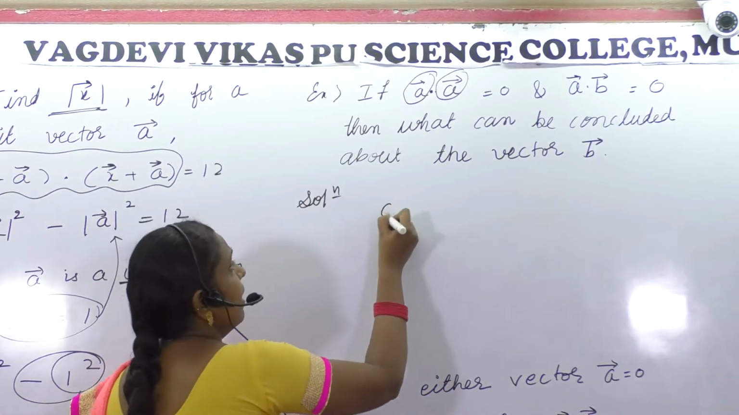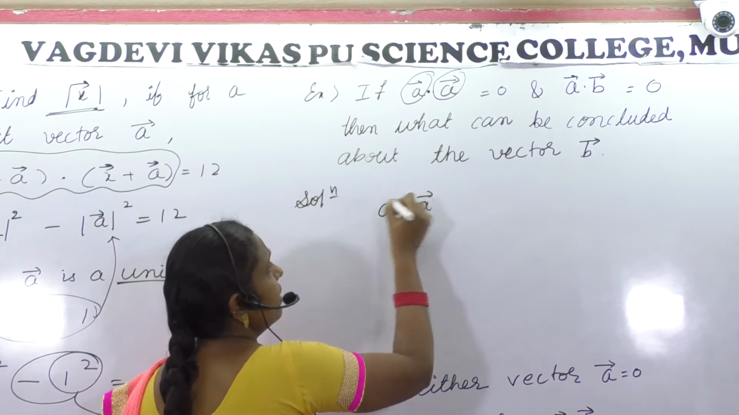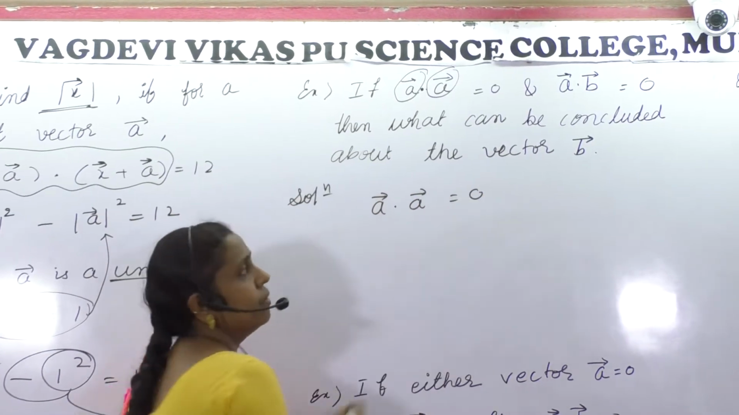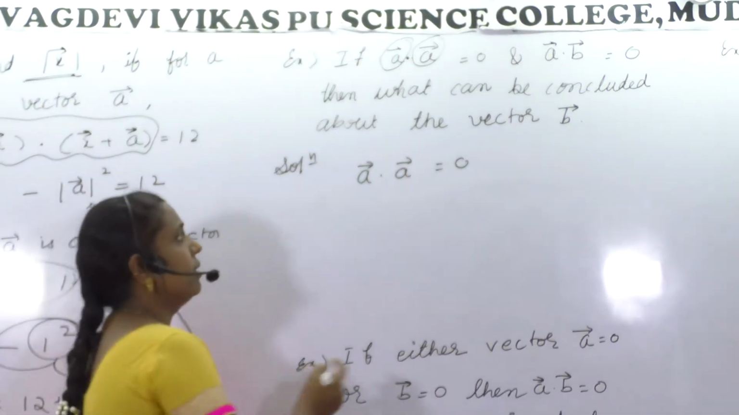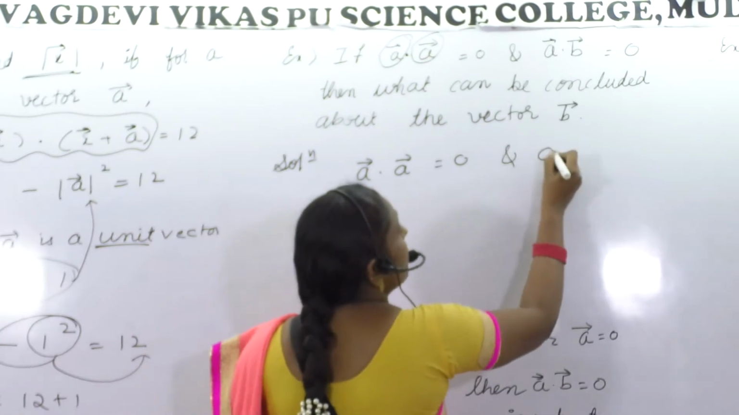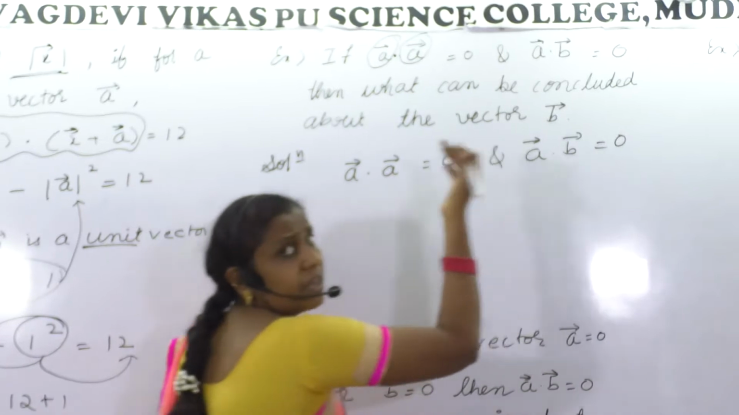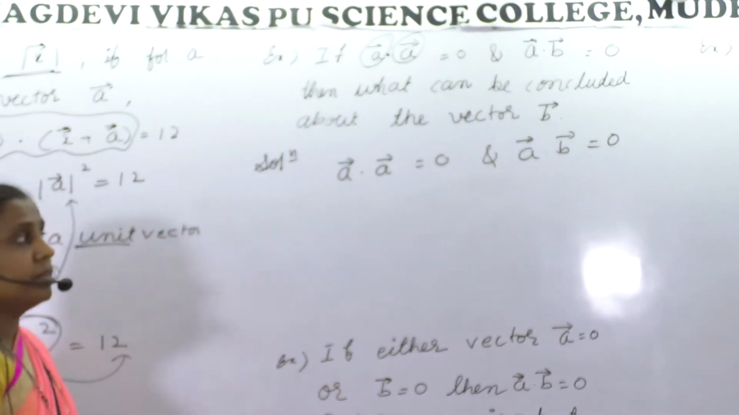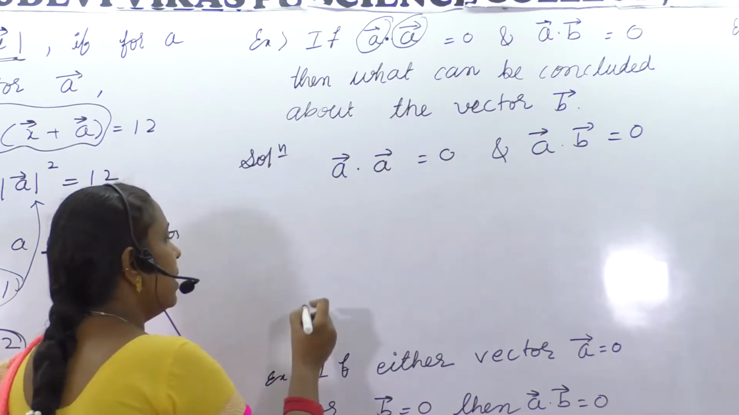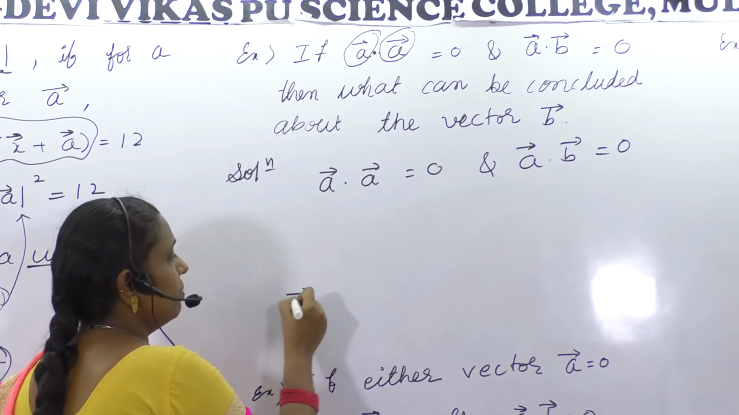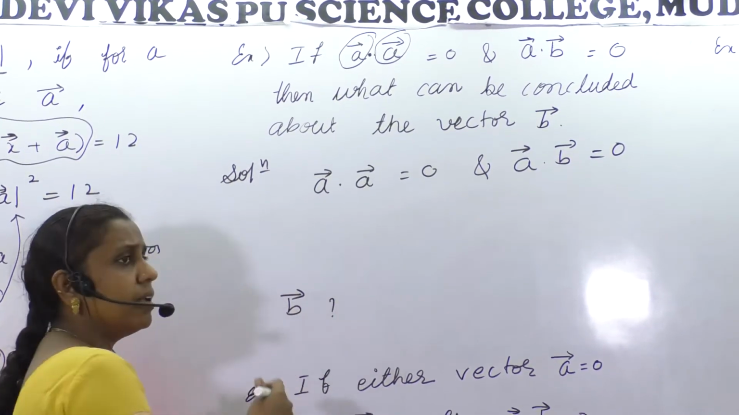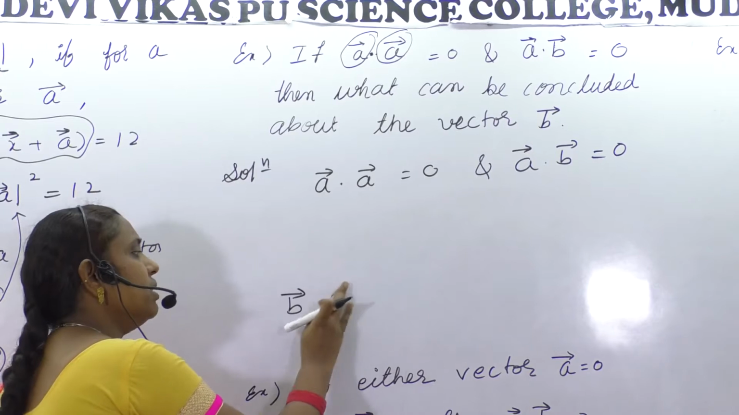Then what can be concluded about the vector b? What is given? A dot a is equal to 0. Right? And one more piece of information is also given, what is that? A dot b equal to 0. So using this, what can be the vector b? This is the question. What is the value or the vector expression for b?